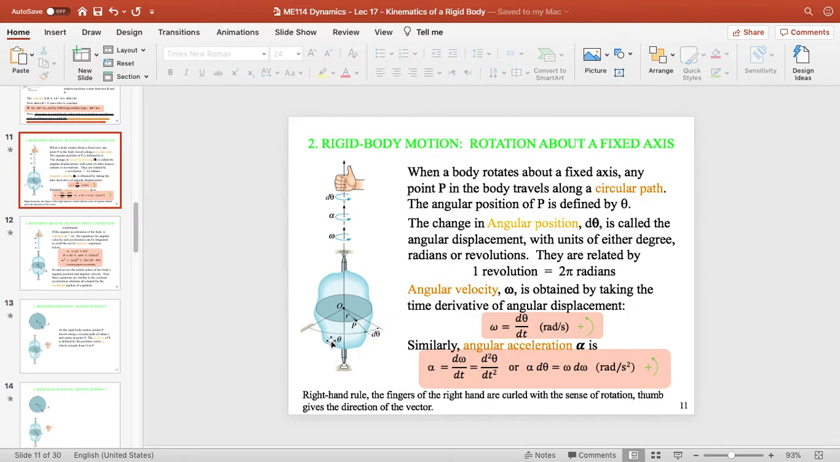If we are representing position with theta, perfect. Then of course our angular velocity, as the name implies, is the rate of change of this angular position. So it is thus d theta by dt, the rate of change of angular position, and it is represented by omega.